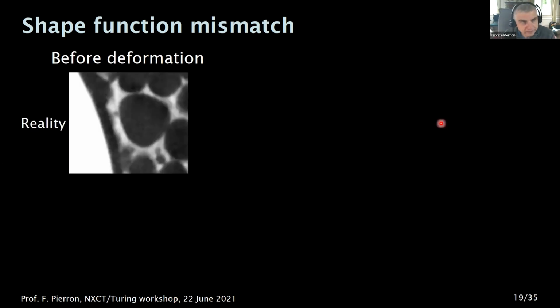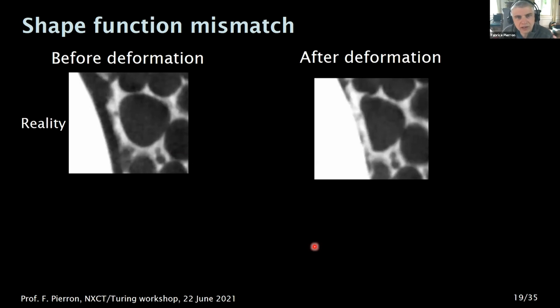If you zoom in, this is what reality looks like before deformation, and this is what it looks like after deformation. And you can clearly see that this part here of the cell wall of that pore has been flattened, but the rest hasn't actually deformed very much. So very localized deformation at the level of the microstructure.